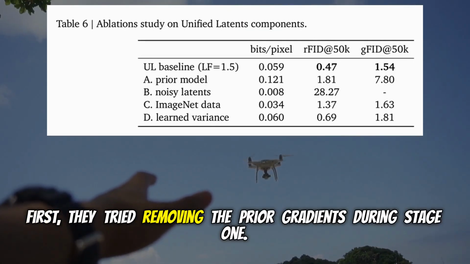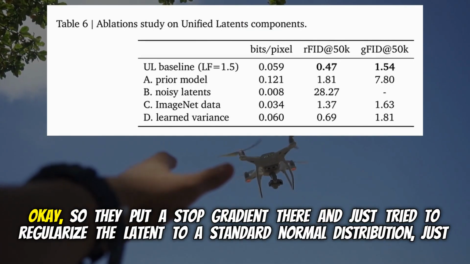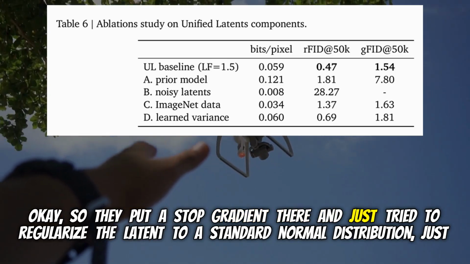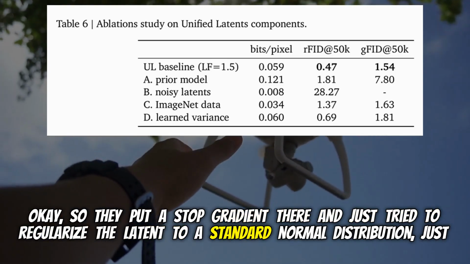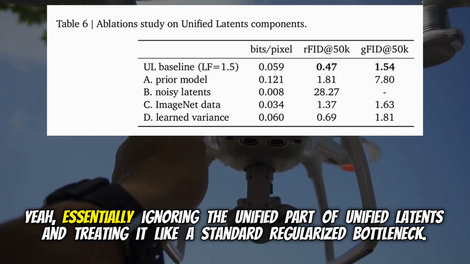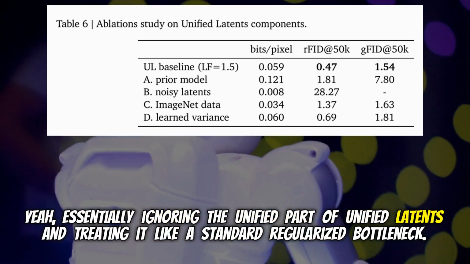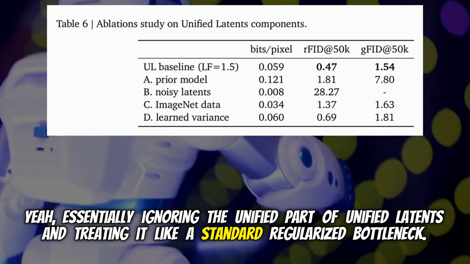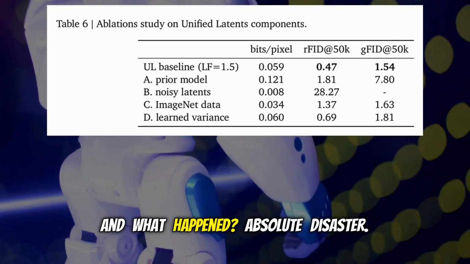First, they tried removing the prior gradients during stage 1. Okay, so they put a stop gradient there and just tried to regularize the latent to a standard normal distribution, just like a standard LDM does. Yeah, essentially ignoring the unified part of unified latents and treating it like a standard regularized bottleneck. And what happened? Absolute disaster.